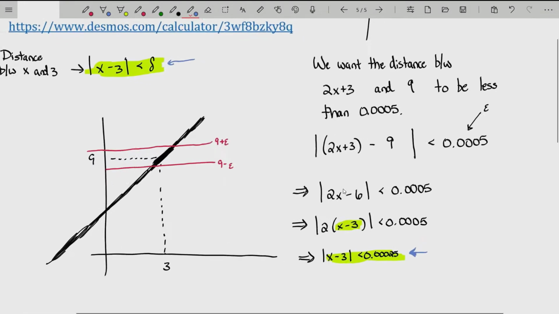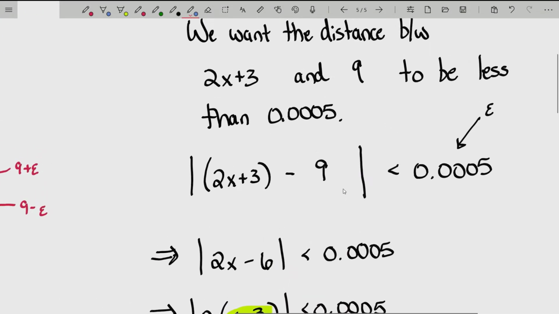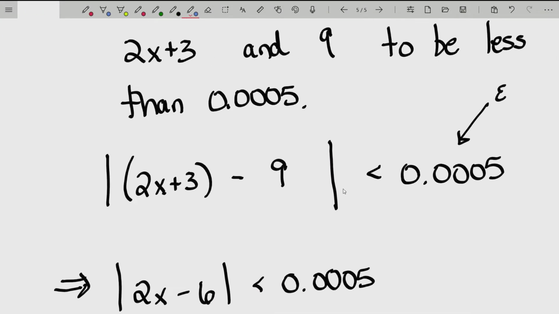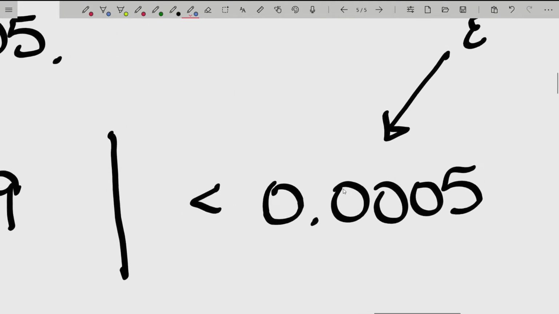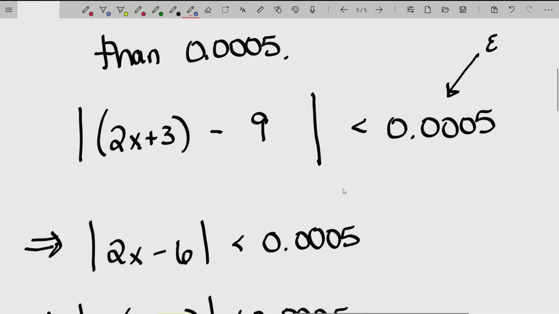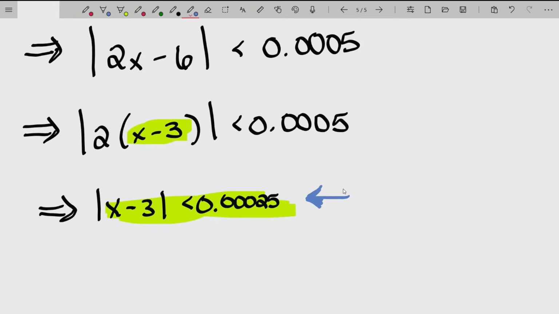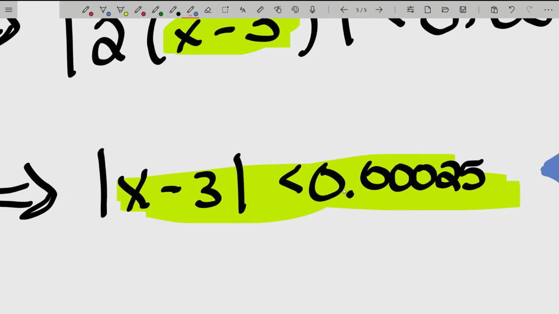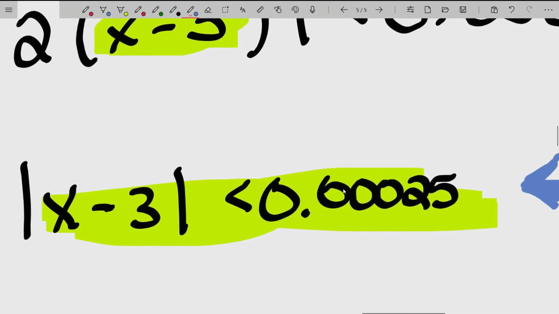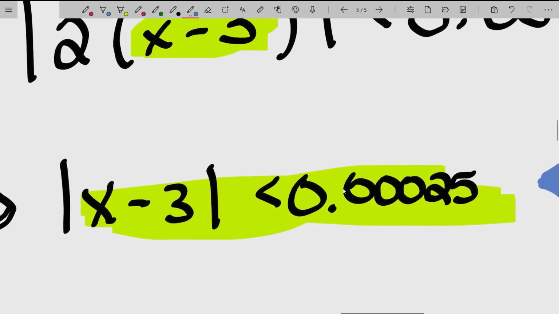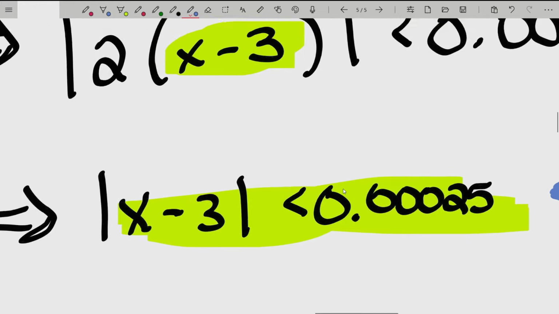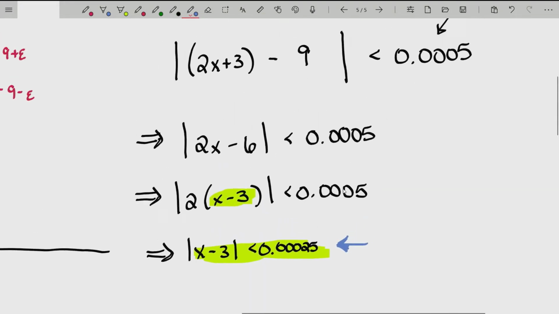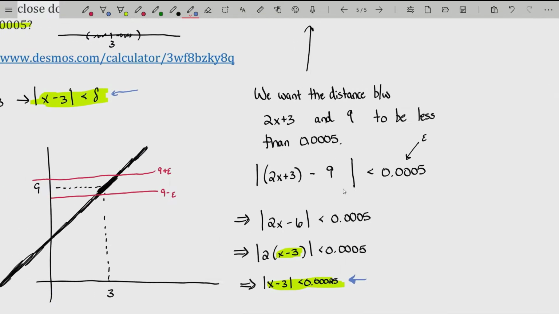We know that if we want our function to get really close to 9, and I mean super close, like within 5/10,000ths close, we will require that x gets super close to 3. How close? Well, this close right here. 25, what is that, 100,000ths? So really, really close to 3.